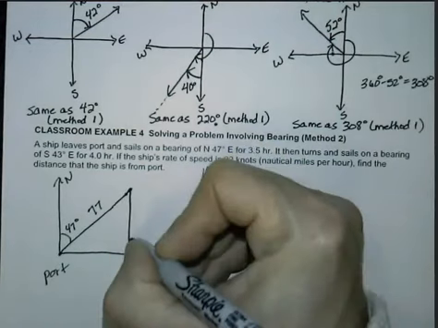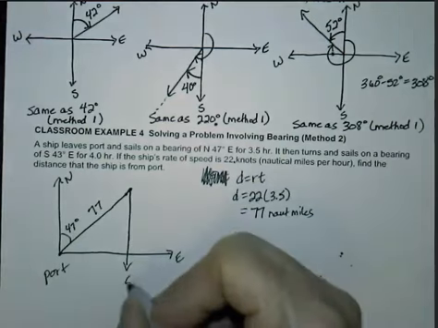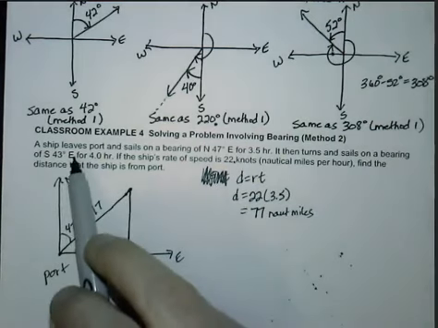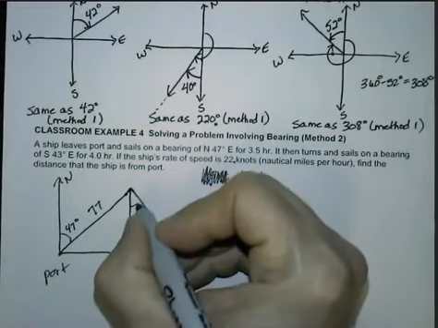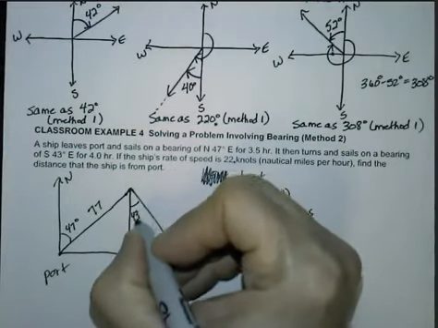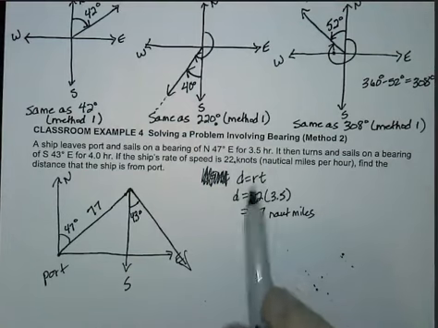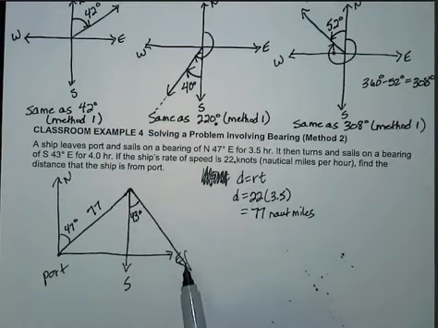I want to draw my due south direction, and it's going 43 degrees to the east from there. So that means that this angle right here is going to be 43 degrees. Again, I want to know how far it went in this direction.